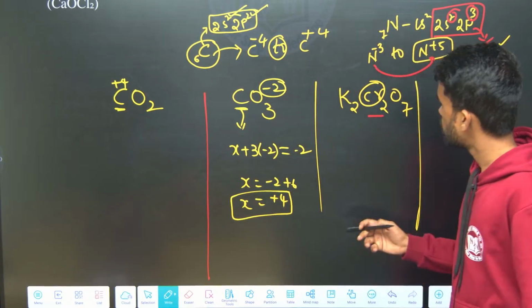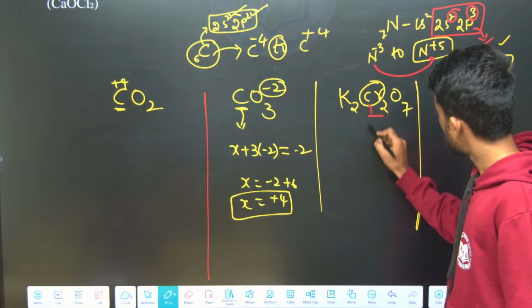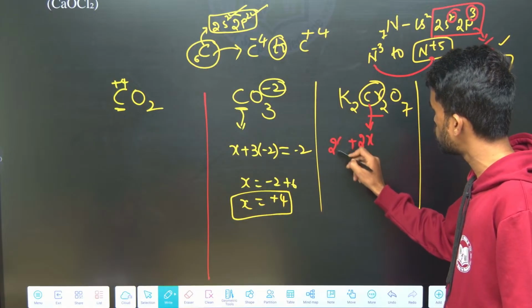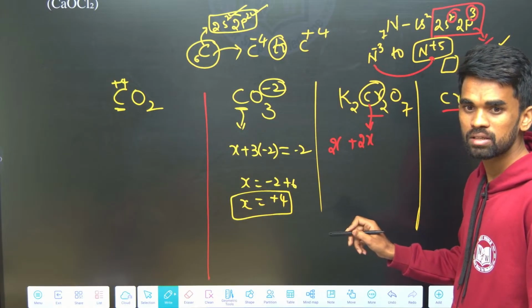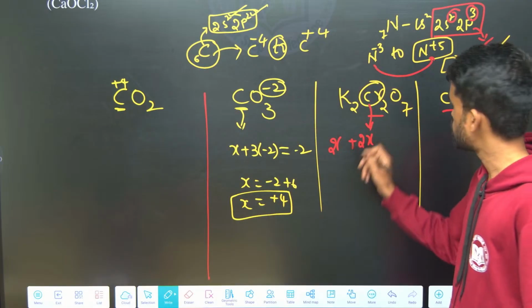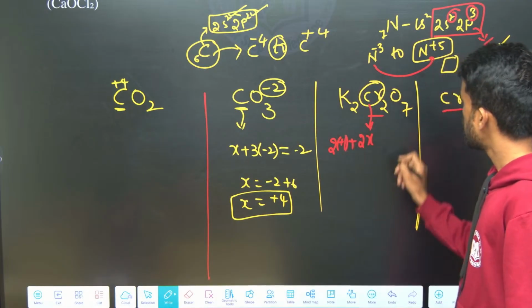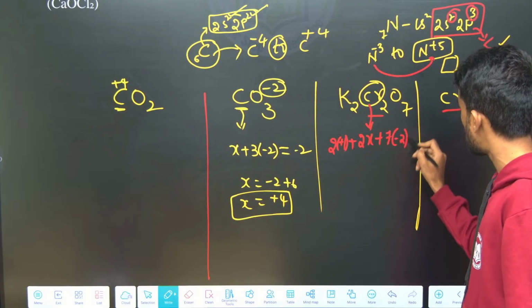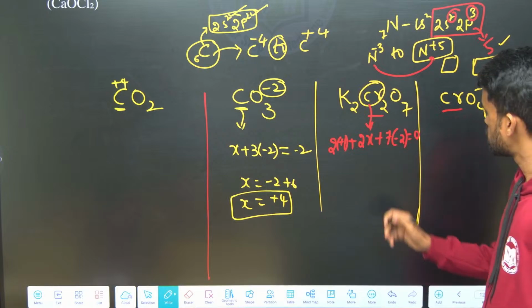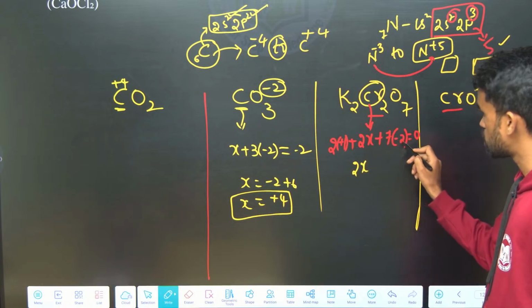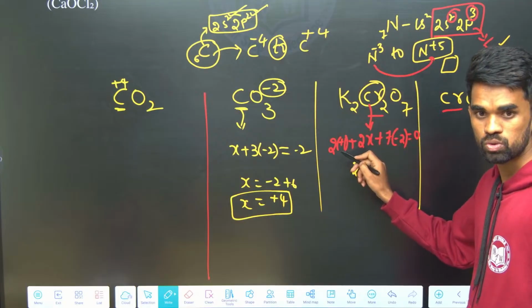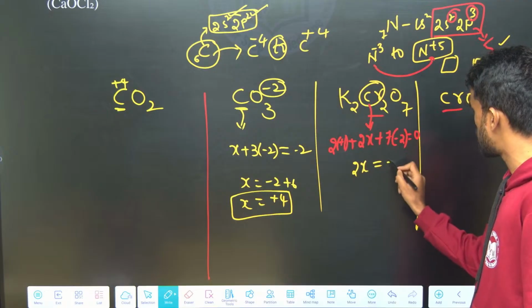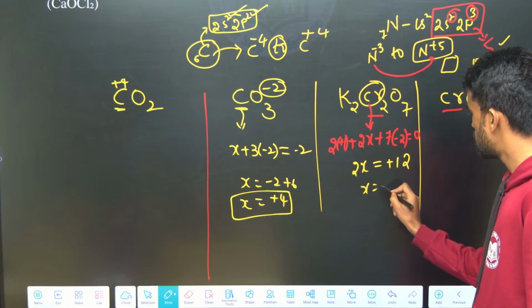Okay, so look at here. 2 chromiums are there, so 2x I can say. 2 potassiums are there, 2 I am writing. Each potassium is an alkali metal, so +1. And 7 oxygens are there, 7, and each oxygen we know is -2. Overall molecule is neutral, so equals 0. So 2x, 7 times 2 is 14, -14 plus 2 gives -12. So -12 if I send this side, it becomes +12. So x will be +6.